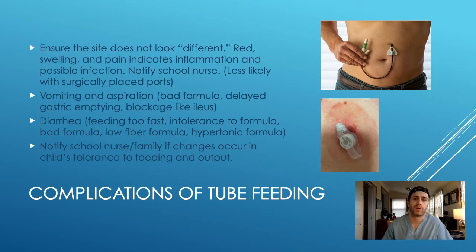So moving on, we're going to talk about complications of tube feeding. So we want to ensure that the site doesn't look any different. Red, swelling, and pain indicates inflammation and possibly infection. You want to notify the school nurse if you see any differences like this. Vomiting and aspiration due to bad formula, delayed gastric emptying, or a blockage like an ileus could be the root cause. Diarrhea, either by giving the tube feed too fast, intolerance to the formula, which is pretty common, bad formula, low fiber formula, or a hypertonic formula.